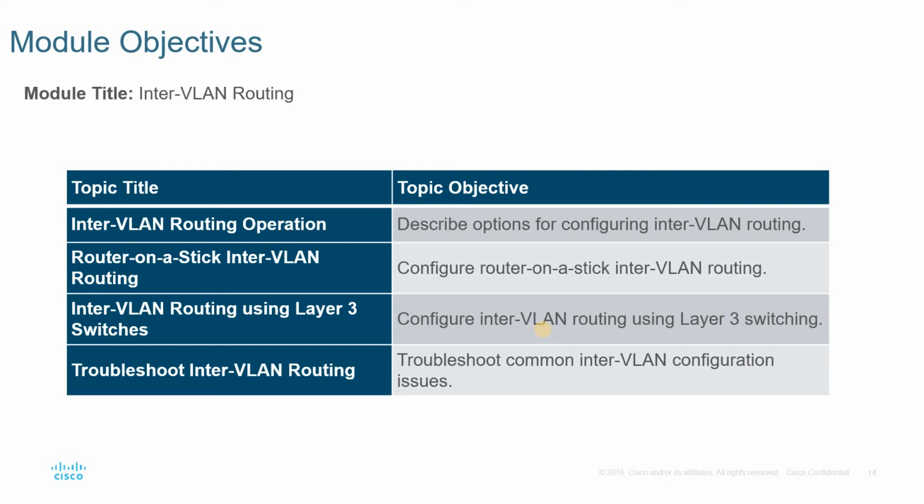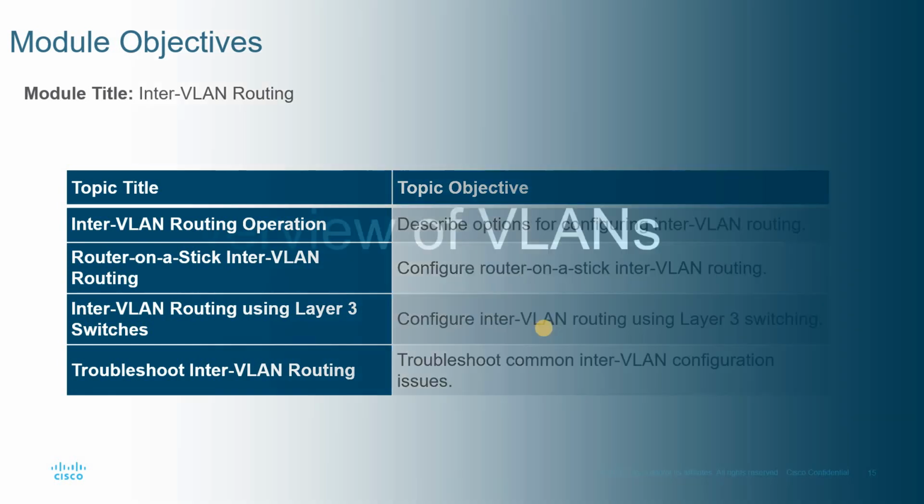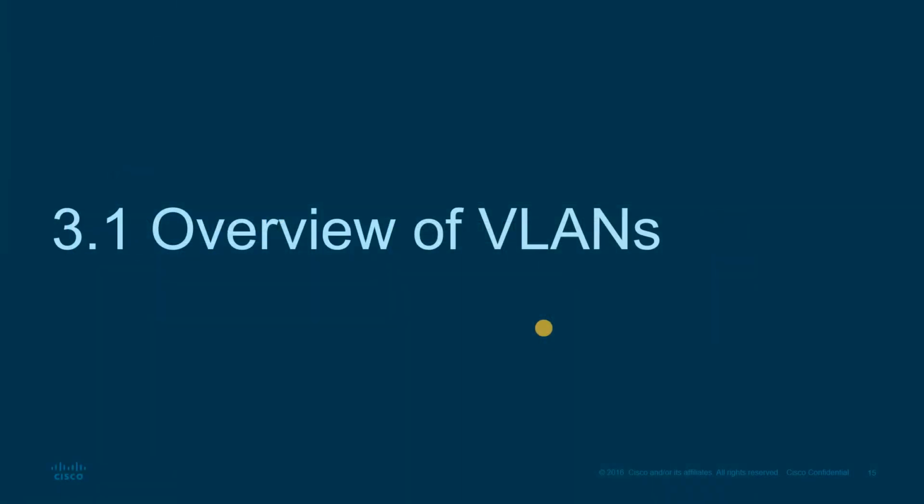At the end of this module, we are also going to observe and try to identify and even troubleshoot common inter-VLAN configuration issues, just in case you encounter, for example, some issues or some concerns or some errors with the implementation of your inter-VLAN configuration. Alright, so let's start off with the overview of VLANs.